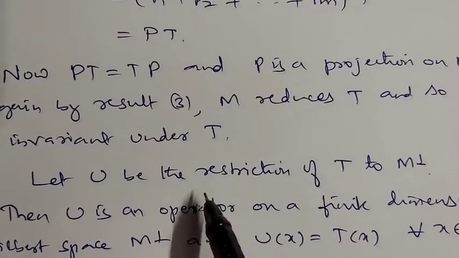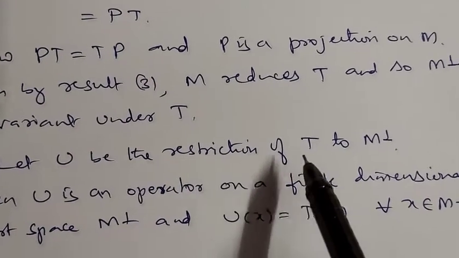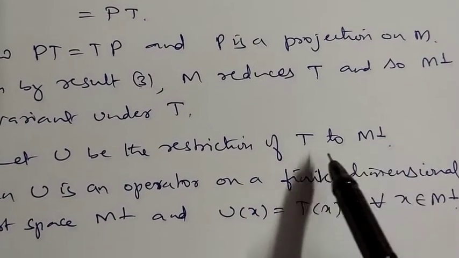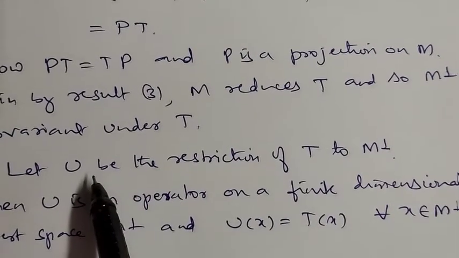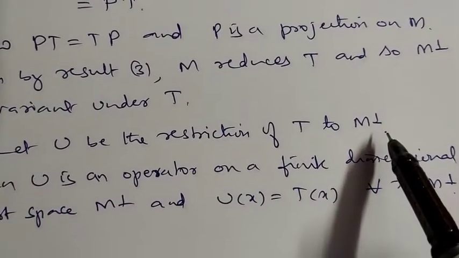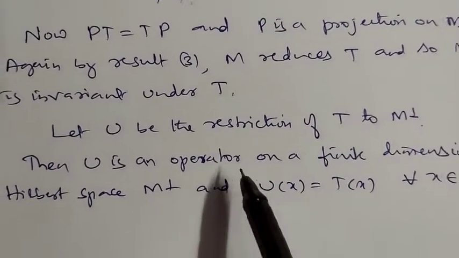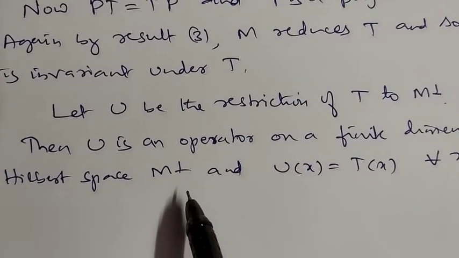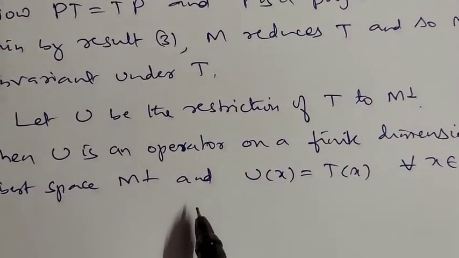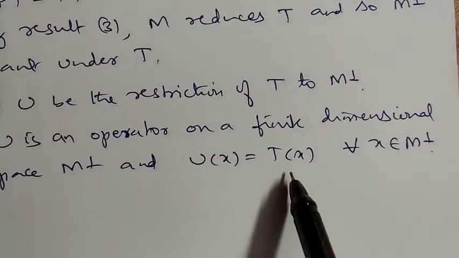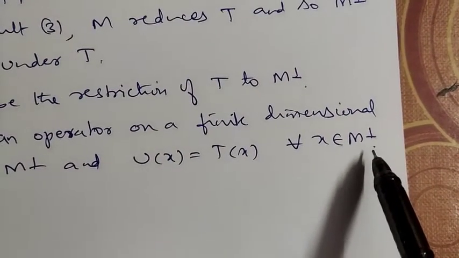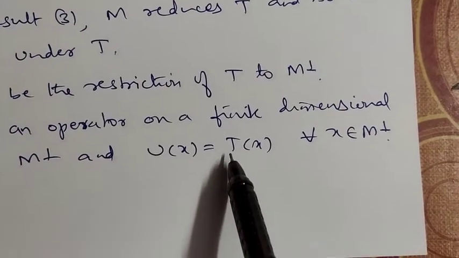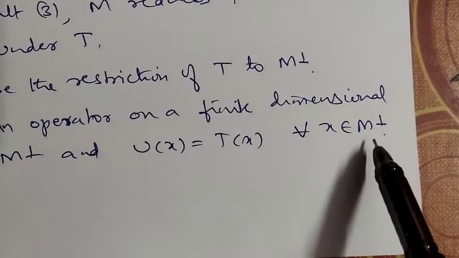Let U be the restriction of T to the subspace M perp, which I will call M lambda. Suppose you restrict the operator T as U to the subspace M lambda. Then U becomes an operator on a finite dimensional Hilbert space M lambda, and U of x is the same as T of x for every x belonging to M lambda, because U coincides with T on M lambda.